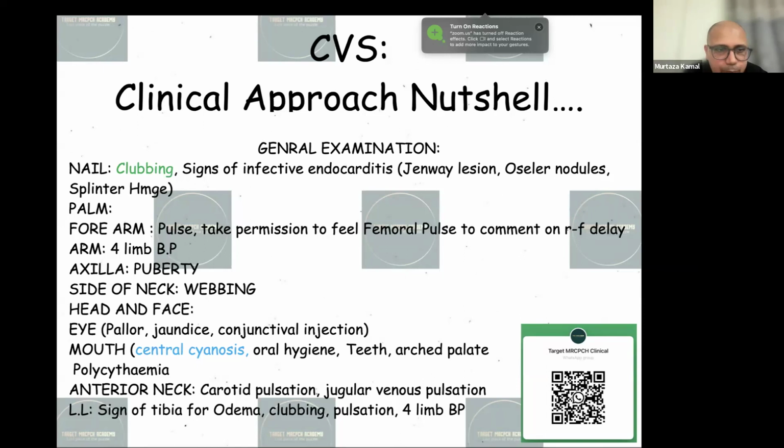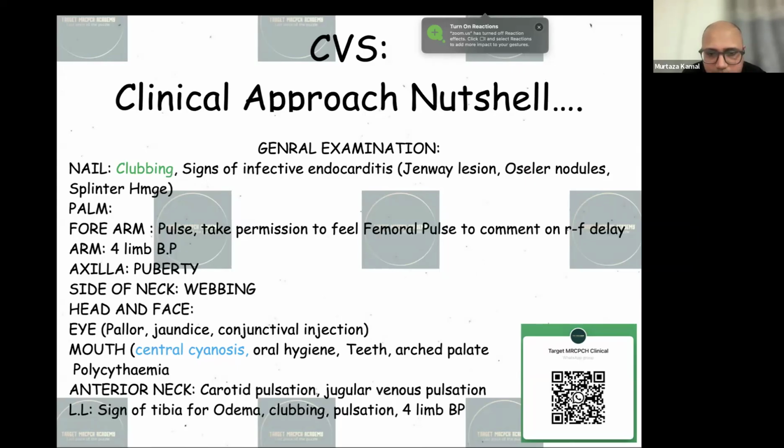So then you will move from the arms. Tell them that you would like to see for the BP. Normally, there is no time to see for the BP, but you have to tell them. Then you have to see the axilla for the signs of puberty. You have to see the side of the neck for any webbing. Head and neck, you have to see for the pallor. You have to see for the icterus, any polycythemia.